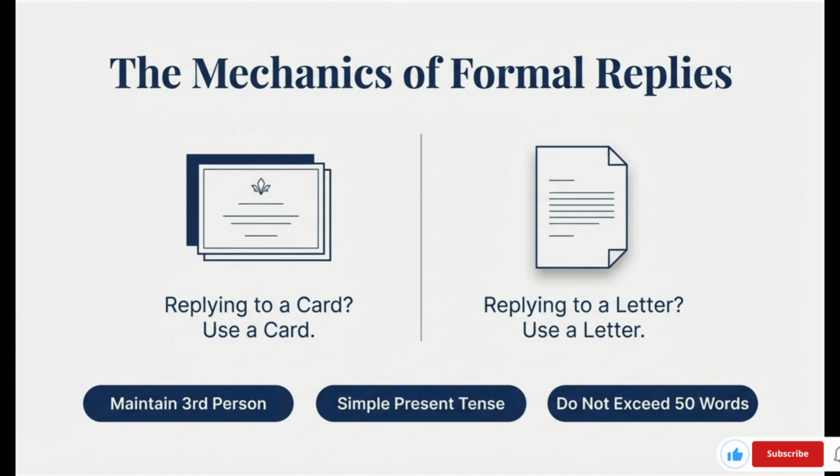Mechanics of formal replies. Whenever we reply to an invitation, the format must match the original invitation. If the invitation was sent as a card, the reply should also be written as a card. If the invitation was sent as a letter, the reply must be written in letter format. Just like formal invitations, replies should also use third-person language, simple present tense, and stay within 50 words.